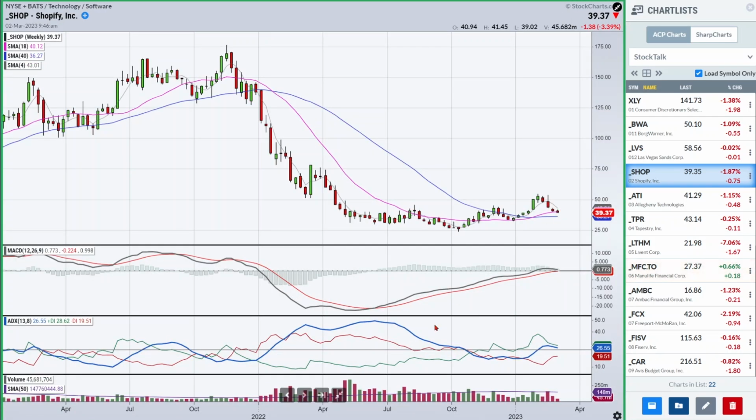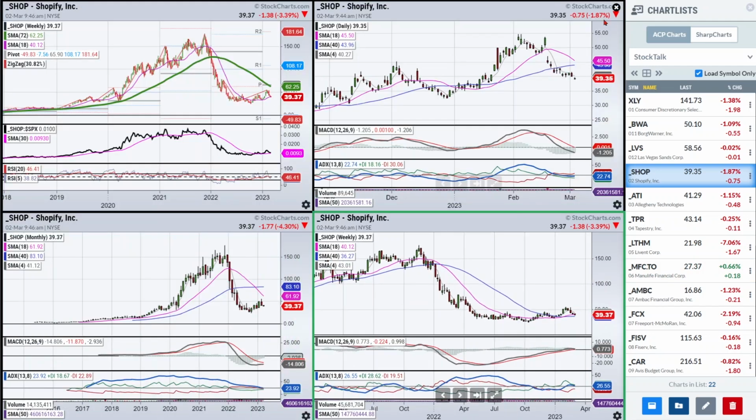If this can hold the 18-week on this pullback, then the daily chart will mend in a way and start to turn around in a way that'll look a little bit better. But it's going to take a little bit of time at this point.